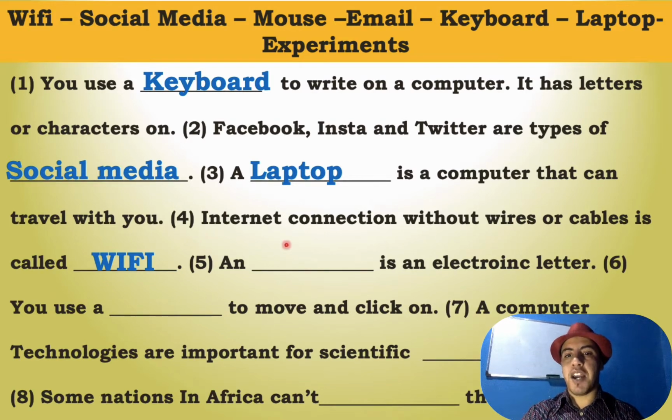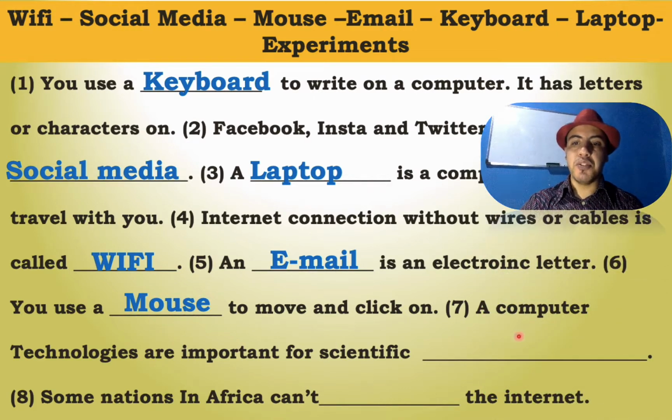Okay. Number 5, blank is an electronic letter. So remember that here it is a letter and it is electronic. So it is email. Very good. Please pay attention, electronic. We have a mistake here. And number 6, we have blank you use to move or click on something. So it is a mouse. Very good. We use a mouse to click on something, to move something.